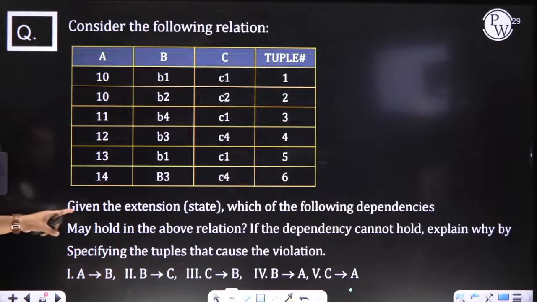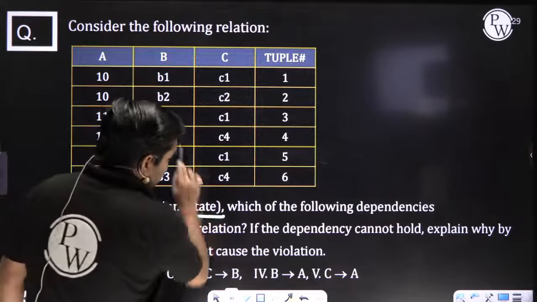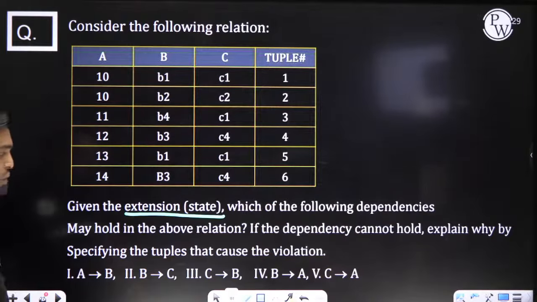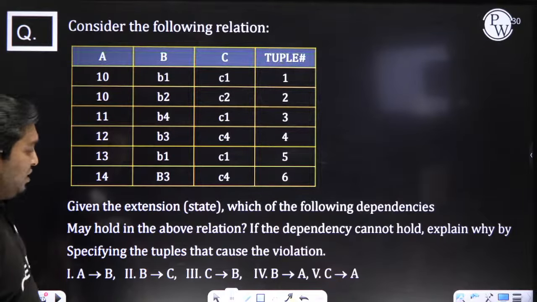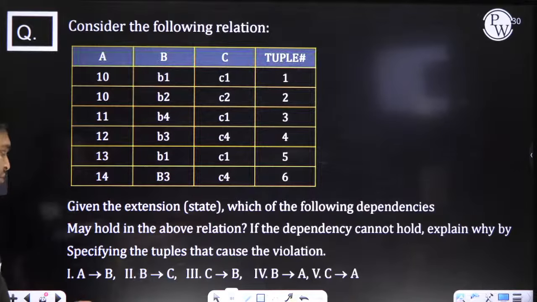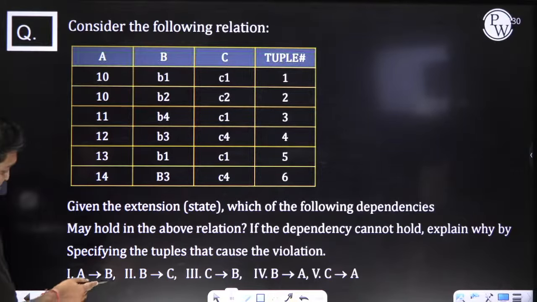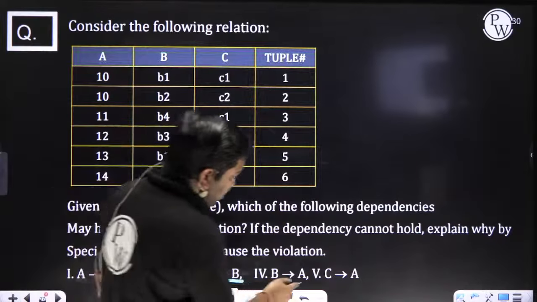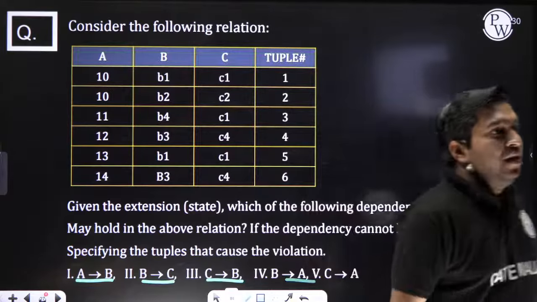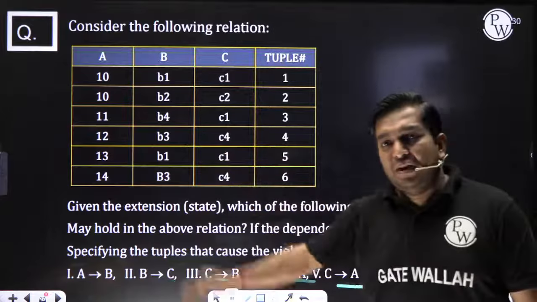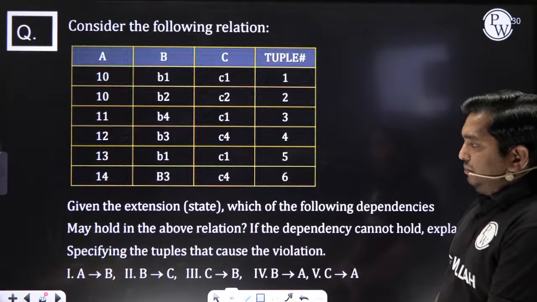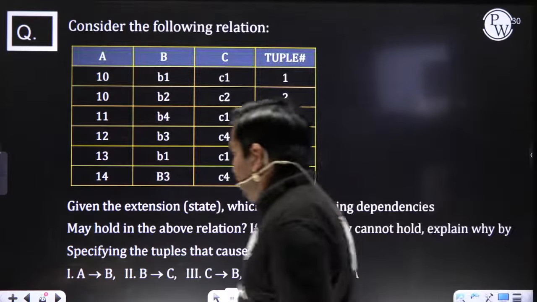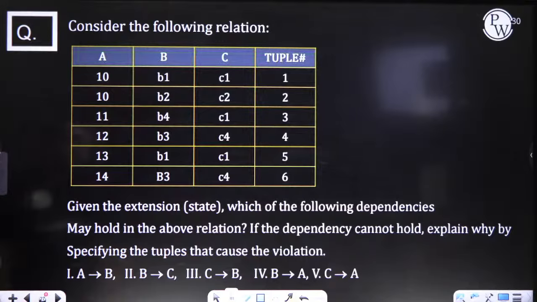Given the extension, which of the following dependencies may hold in the above relation? If a dependency does not hold, then why? What is the reason for the violation? But you need not give the reason. The dependencies are: A determines B, B determines C, C determines B, B determines A, and C determines A. Which one is satisfying? First of all, does A determine B or not? Tell me fast, everyone.